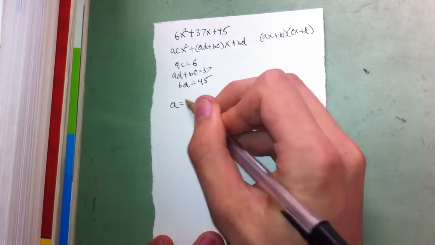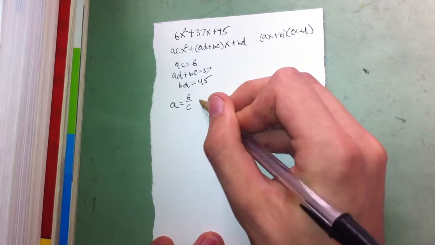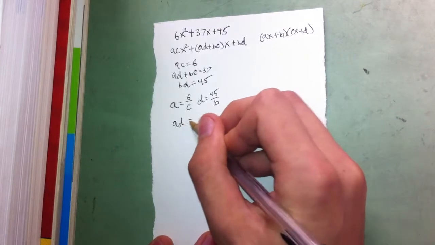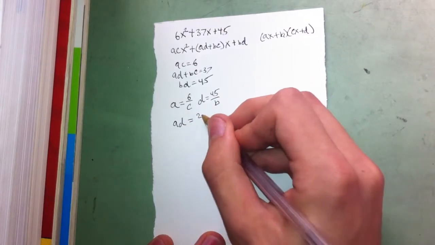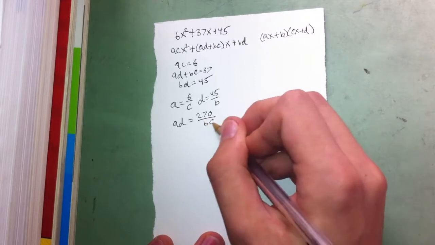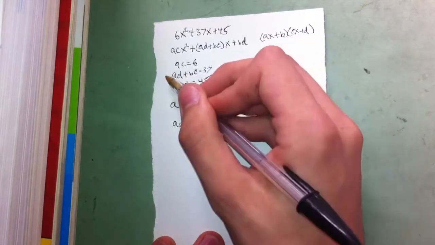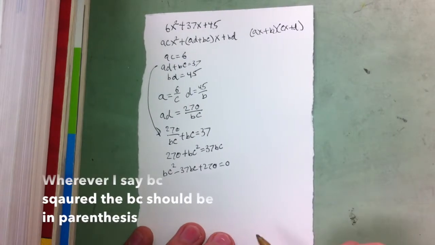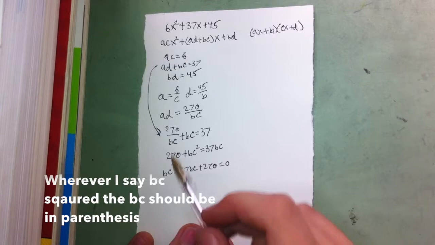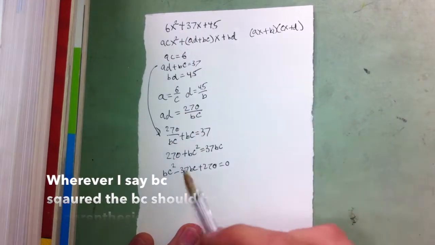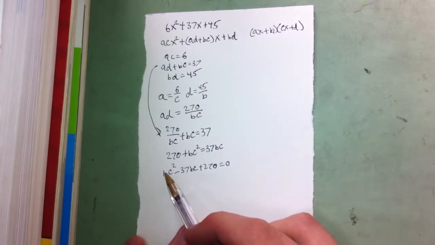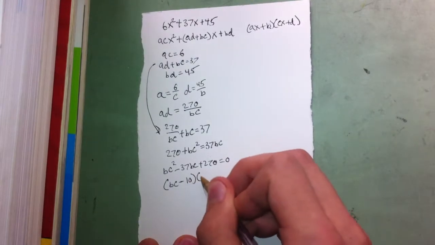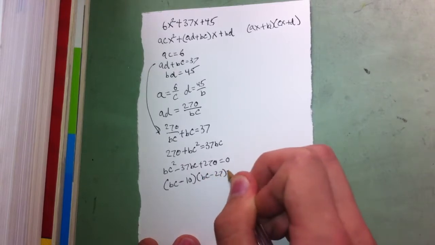Again, we're going to solve for A and D, getting A equals 6 over C and D equals 45 over B. Multiplying those together using the multiplicative property of equality gives us 270 over BC. And so, substituting into this equation, once again we're stuck with having to factor a quadratic equation. However, this one's much easier to factor than this one because it doesn't have any coefficient that's not 1 on the term that's being squared. And so BC minus 10 times BC minus 27 equals 0.